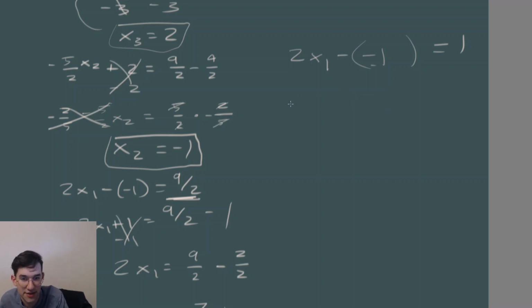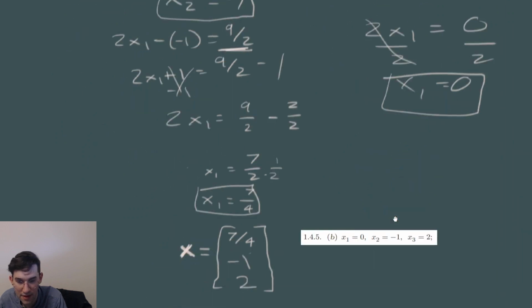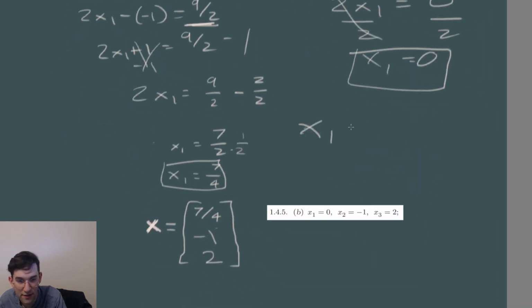So let's try this one again. Let's solve for x1 one more time. Hopefully you caught that and were screaming at me. Negative 1, 2x1 equals 0 divided by 2, x1 equals 0. So x1 does not equal 7/4. x1 equals 0.